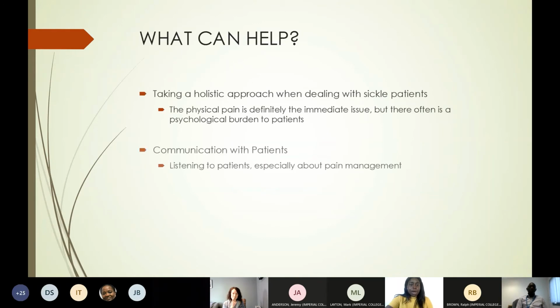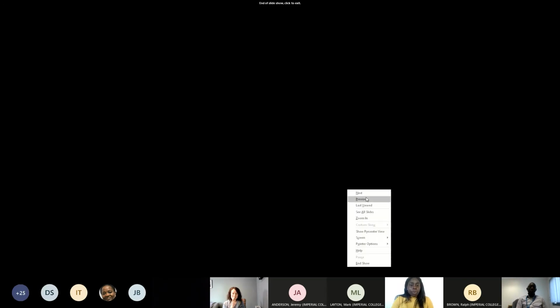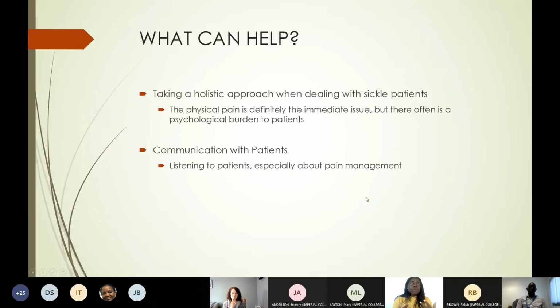So my next part was just thinking about what, from my perspective as a sickle patient, would be helpful to me if I was coming in with acute pain, or if I was coming with some chronic pain. I think this has probably been touched upon, but taking a holistic approach with sickle patients, and that absolutely the physical pain, for me anyway, is always the number one thing that I'm trying to reduce or get rid of.